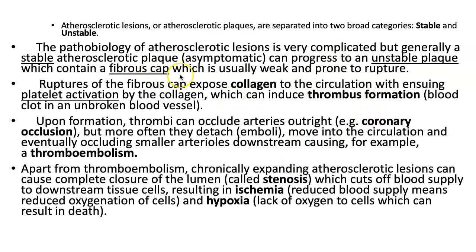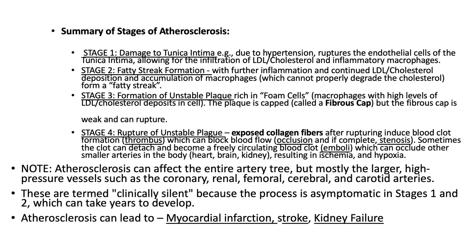So things like fibrous cap and unstable plaque, collagen, thrombus formation, coronary occlusions, thromboembolisms. Remember that a thrombus is any blood clot in an unbroken blood vessel, and you can end up closing the blood vessel, like the coronary artery, which would lead to ischemia and hypoxia. All right, this is something that I definitely want you to know.